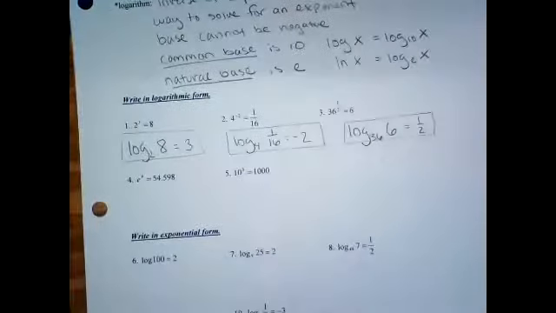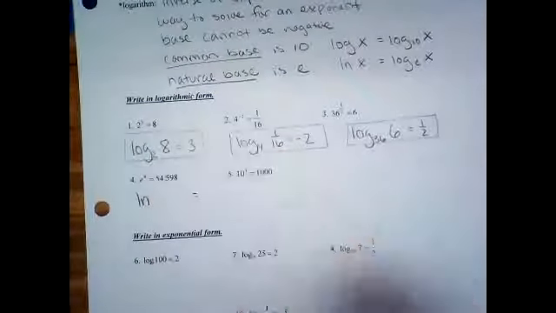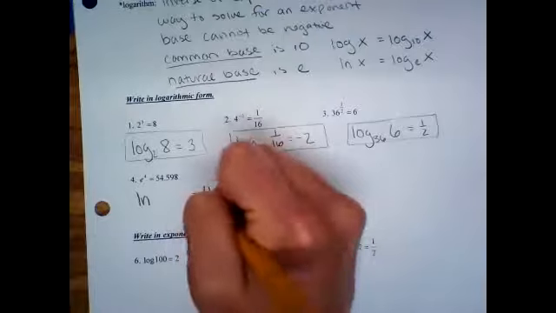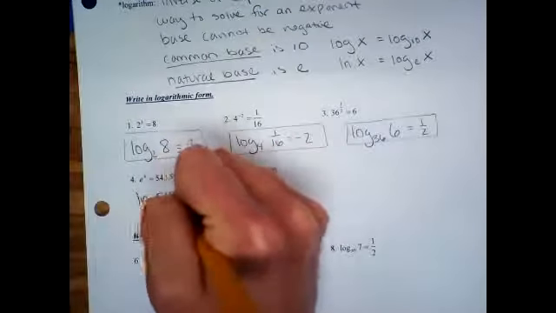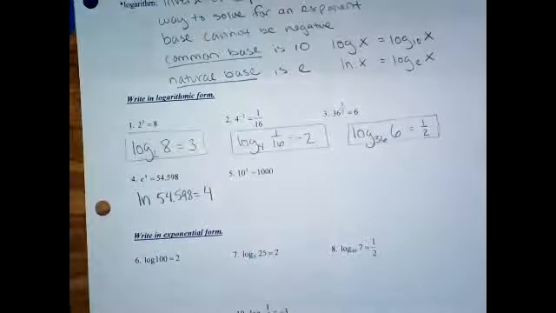Or for this next one, the base is e. So instead of log, you're going to write ln. That's log base e. Leave a little gap. It should equal the exponent, which is what? 4, good. And so 54.598 goes in the blank. So ln of 54.598 equals 4.